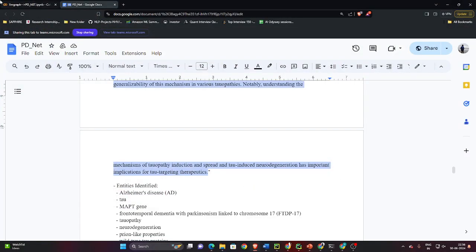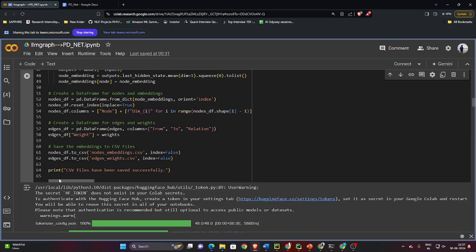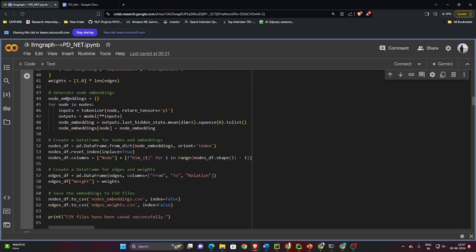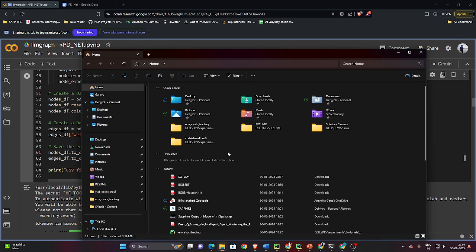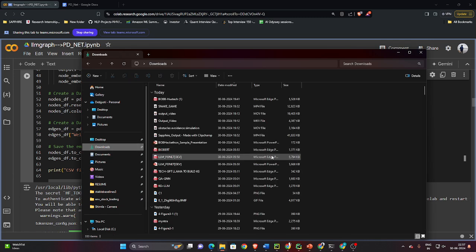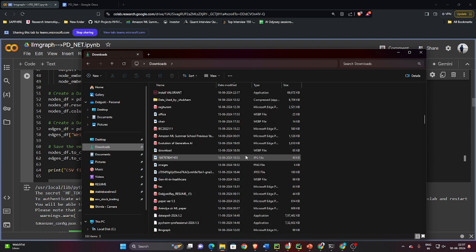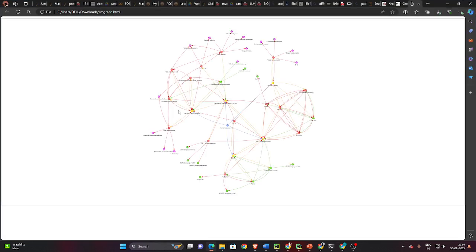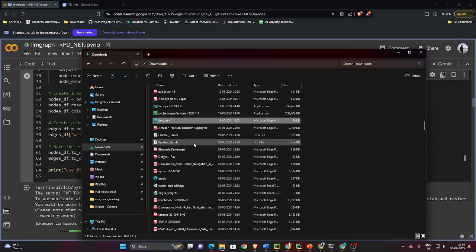Let me make a copy of those slides. It encodes this particular text, takes the last hidden state, and takes these nodes and edges. Once these are given, it creates a data frame of node embeddings and edge weights, which finally creates the graph. I want to actually show you this graph itself.